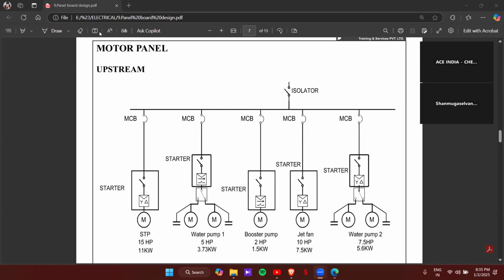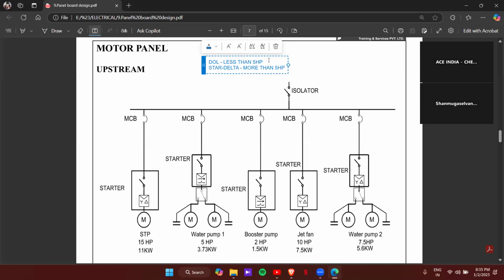Okay, so starters, we have a few types. Here we have the DOL starter. DOL means direct online starter. So DOL starters are used if you have a motor pump capacity of less than 5 HP. Less than 5 HP, we'll be going for a direct online starter. More than 5 HP, we'll go for a star delta starter.